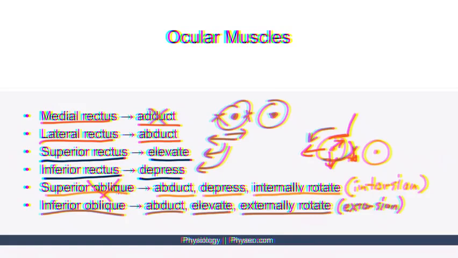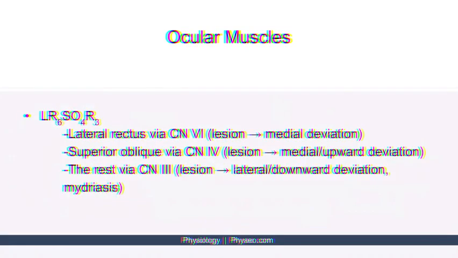This situation is discussed in great detail in the cranial nerves lecture of this chapter. The innervation can also be remembered via this little mnemonic. It's almost like a chemical formula. The lateral rectus muscle is innervated by cranial nerve 6. The superior oblique muscle is innervated by cranial nerve 4, and all the rest are innervated by the oculomotor nerve, cranial nerve 3. So LR6, SO4, R3 is just a quick way to remember it.